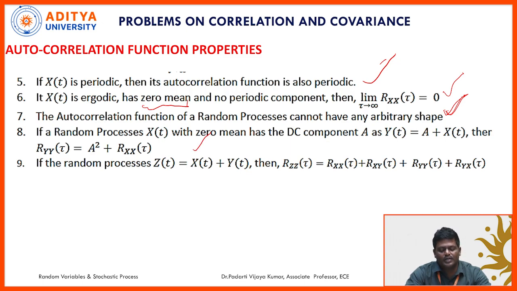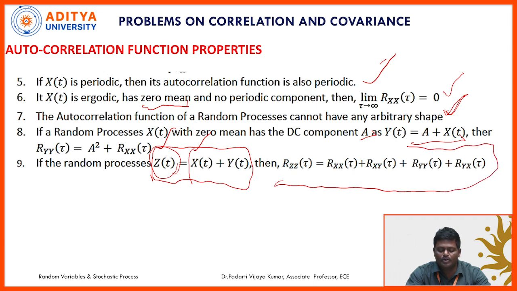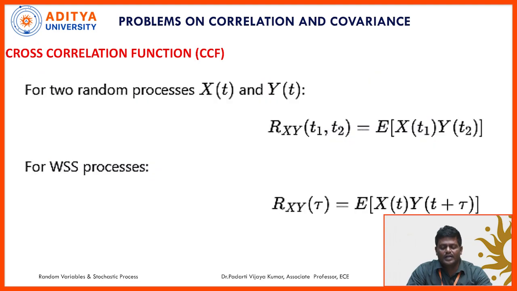The next property is: if a random process x of t has zero mean and has a DC component a, so y of t is equal to a plus x of t, then Ryy of tau is equal to a square plus Rxx of tau. Two random processes in combination result in a third random process, let us say z of t is equal to x of t plus y of t. If I want to compute the autocorrelation of the newly formed random process, Rz of tau is equal to Rxx of tau plus Rxy of tau plus Ryy of tau plus Ryx of tau.